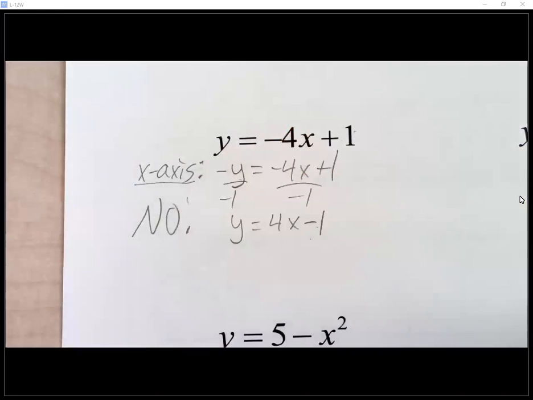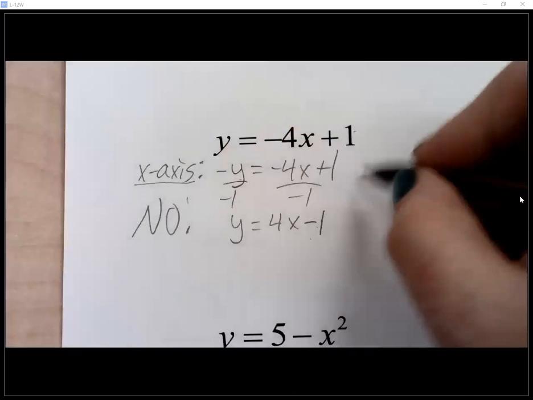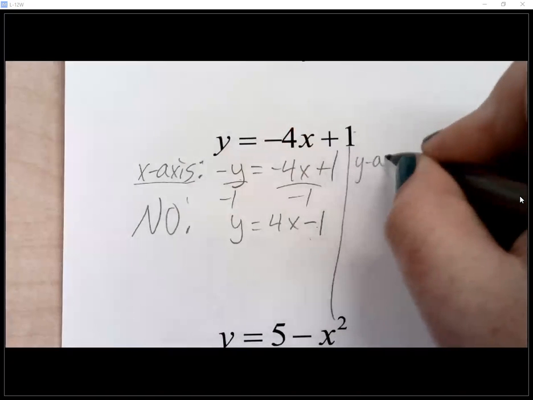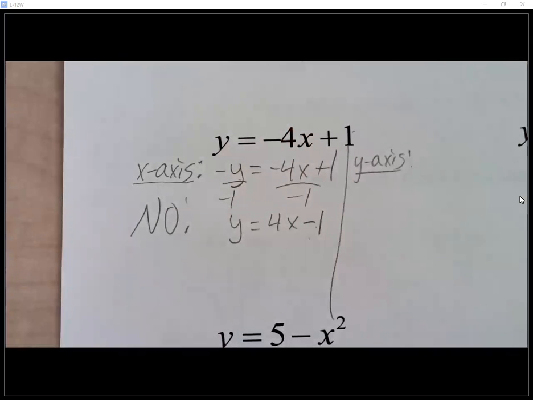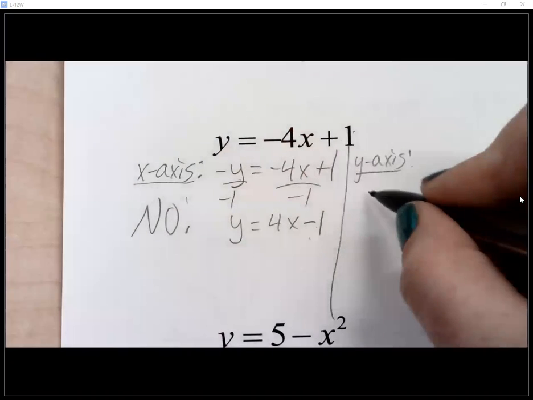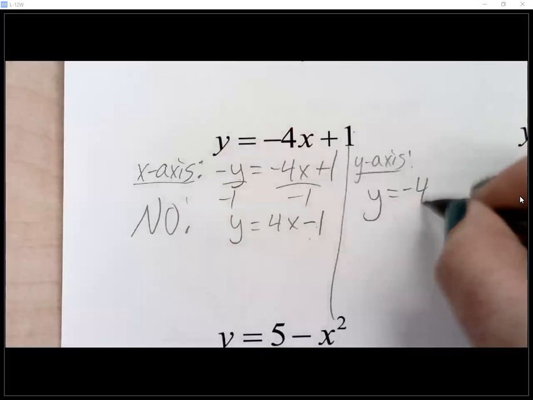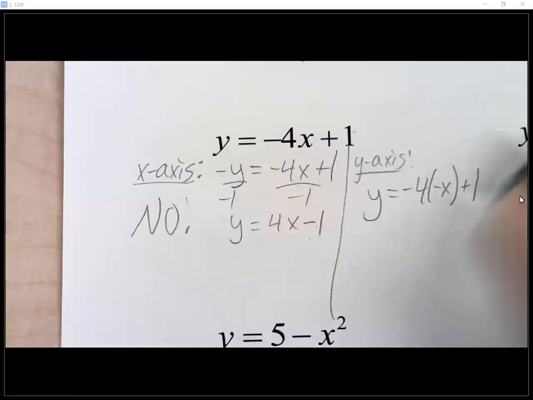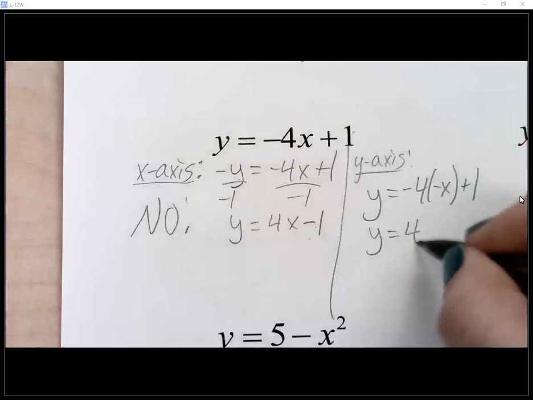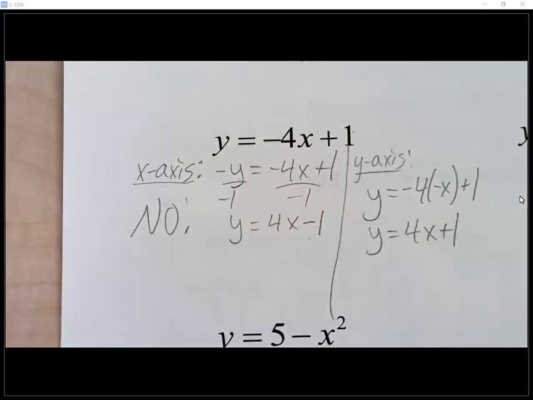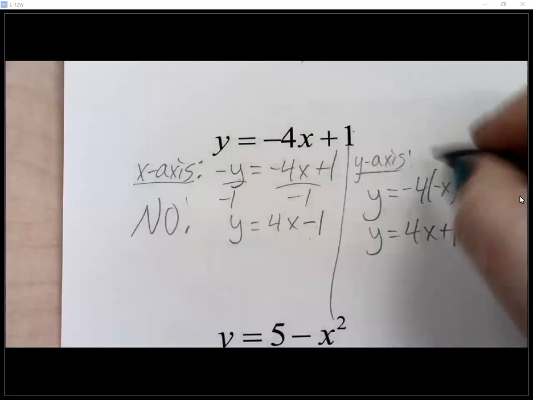Let's try y-axis. So in order to test for y-axis symmetry, I plug in what? Negative x. If I simplify this out, I'm going to get a positive 4x plus 1. There's no other simplifying I can do. Does that match my original exactly? No. So I do not have y-axis symmetry either.